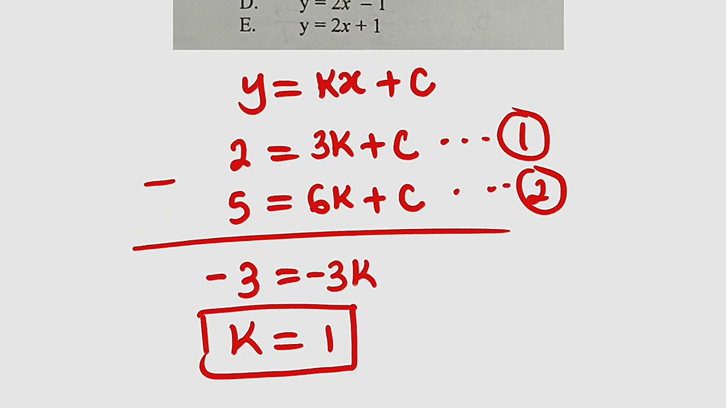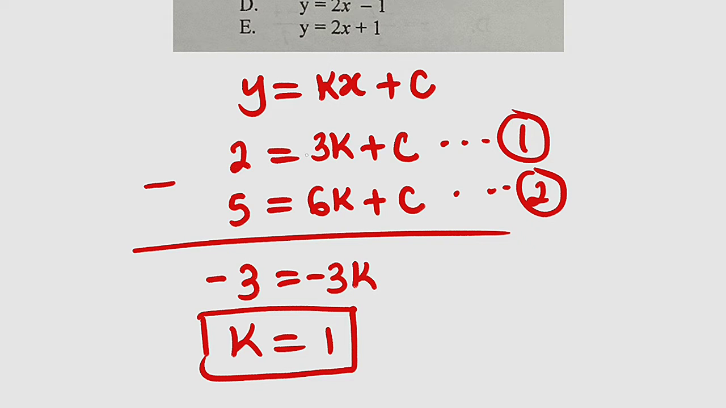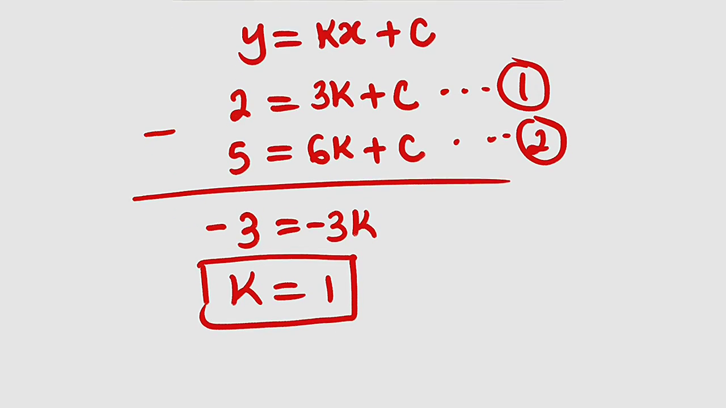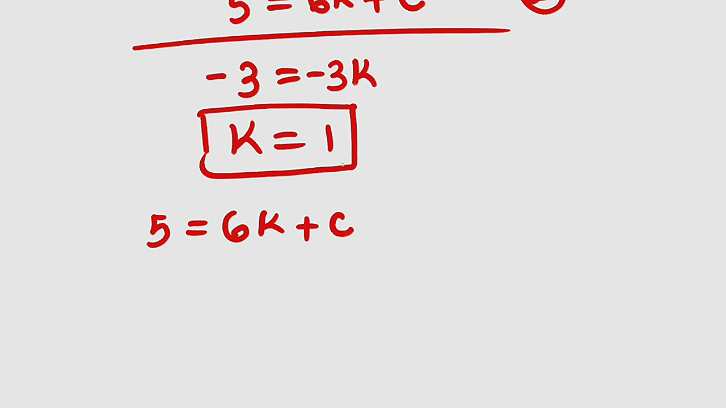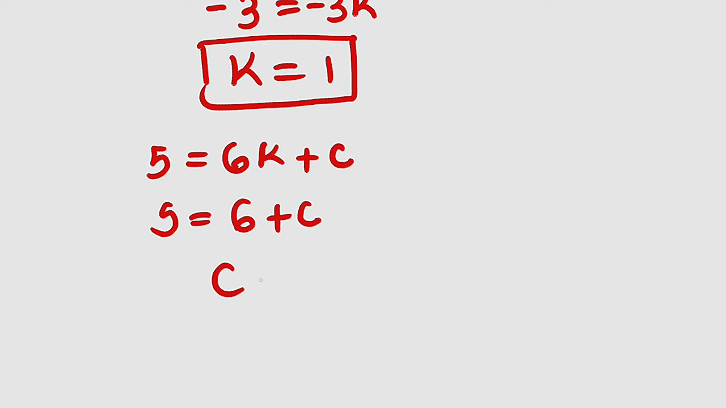Then to find the value of c, we can substitute k equal to 1 in either equation 1 or equation 2. Let me use equation 2. 5 equal to 6k plus c. But we have seen that k is equal to 1. So we have 5 equal to 6 times 1, which is still 6, plus c. If you subtract 6 from both sides, you can see that c will be equal to 5 minus 6, and c equal to negative 1.